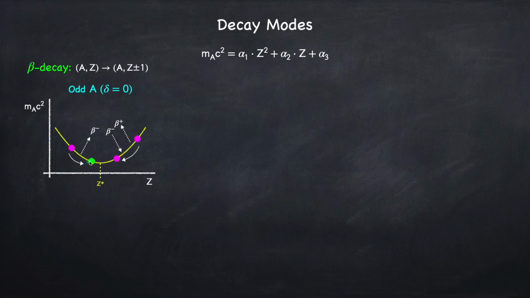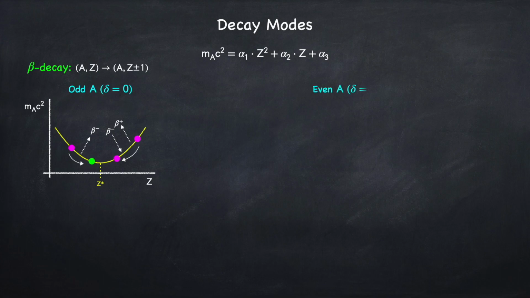Okay, so what we found is that if A is odd, we expect to have one stable nucleus and maybe one or two unstable nuclei on either side of it. Why one or two? Why can't I just keep going up this parabola forever? Well, in principle, you could, but it turns out that if you move too far away from the stable nucleus, you start seeing different decay modes, not beta decay. And we'll get to those in a little bit. Okay, so that covers the case where A is odd.